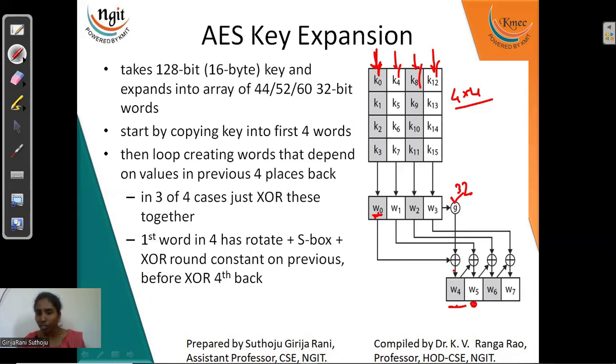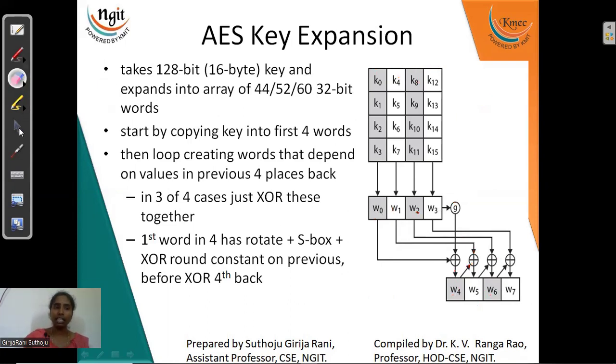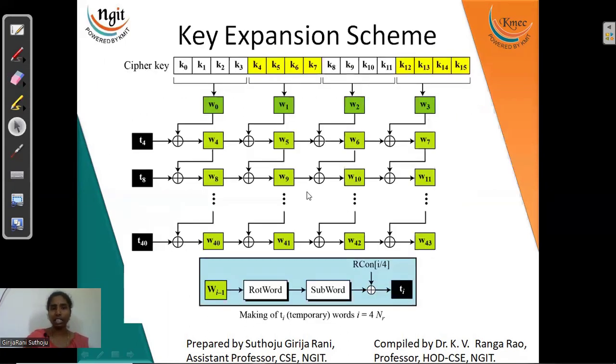Now, how is W5 formed? See, from W4, you work with W1. W1 XOR W4 will be the output W5. W2 XOR W5 will be W6. W3 XOR W6 will be W7. So like this, we keep on applying until we get W43. Got this. This is the key expansion we do, and each and every round will have a different key. So this is a graphical representation of how we have performed this.